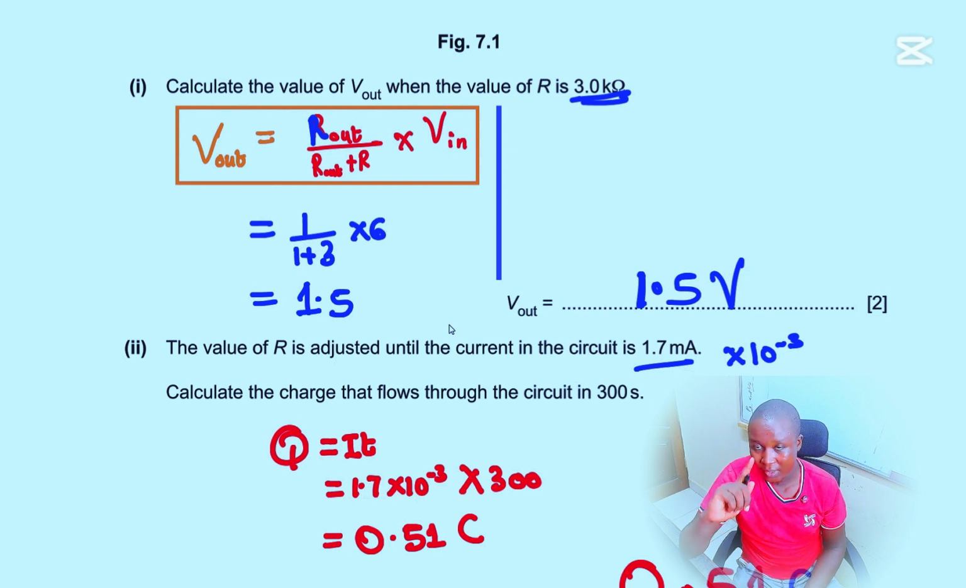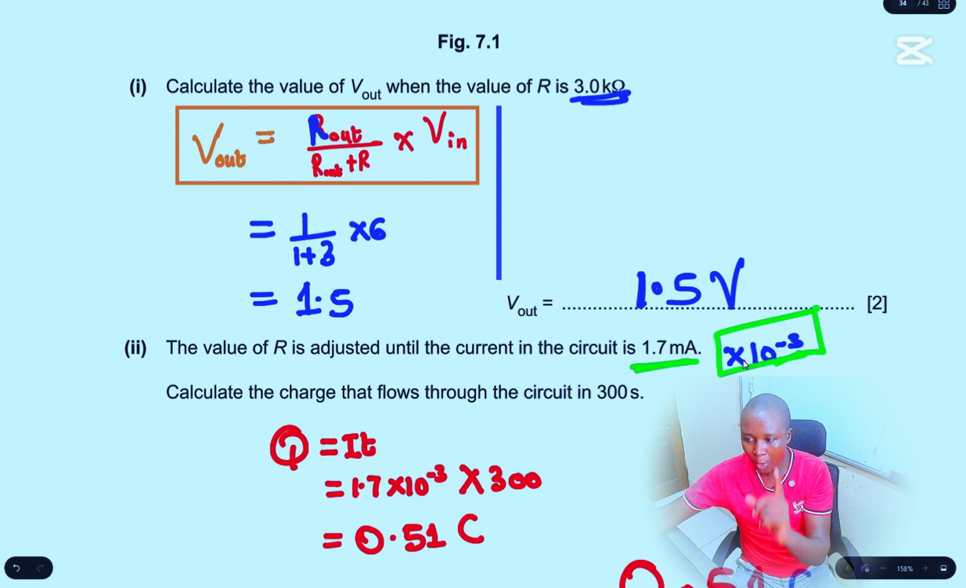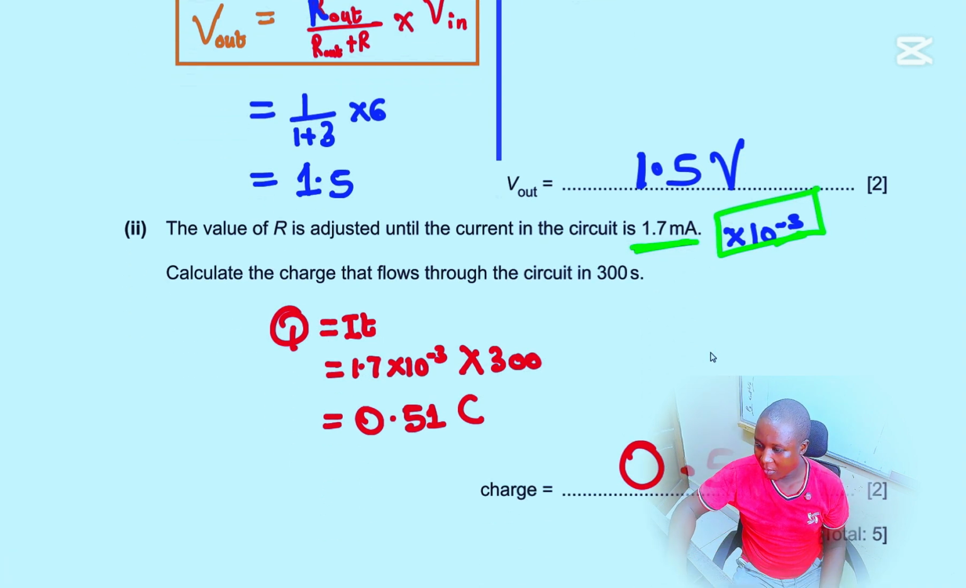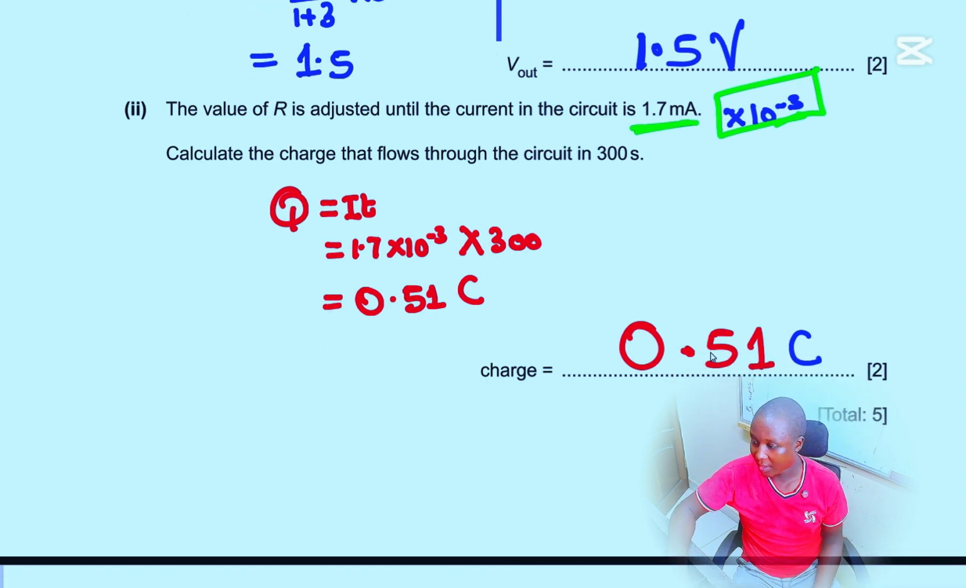Don't forget to write the units. Then the value of R is adjusted until the current is 1.7 milliamperes. If you are converting milliamperes to amperes, you multiply by 10 raised to power negative 3. If it's kilo, you multiply by 1000. Then moving on, in this section you are going to use the formula charge equals I times t, whereby we're going to get our final answer being equivalent to 0.51.